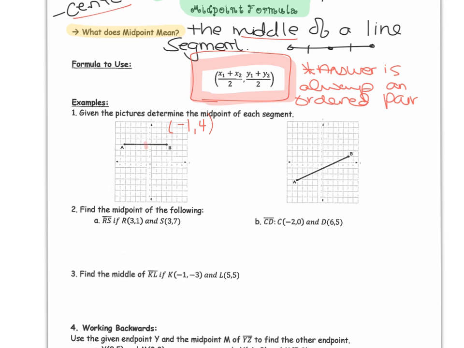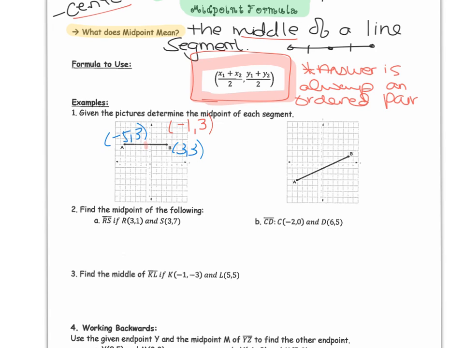So I'm going to first determine what my ordered pairs are. My first ordered pair is -5, 3. Oh, and I'm sorry, that shouldn't be -1, 4. That should probably be -1, 3. So my first ordered pair is -5, 3, and my second ordered pair would be 3, 3.